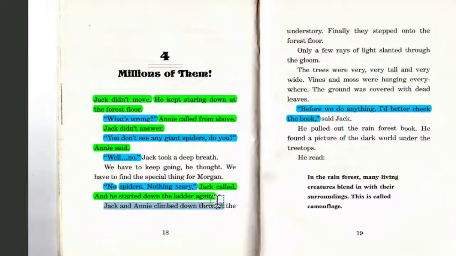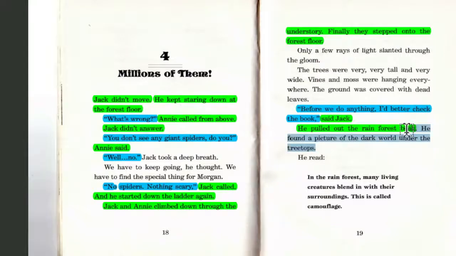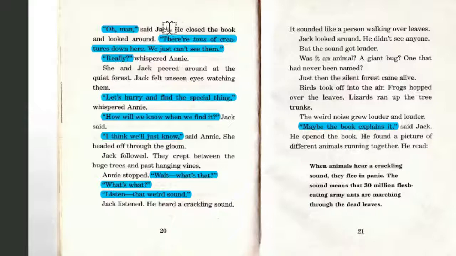And again, I can move through this a little more quickly because I've already done this quite a few times. Okay, over here, only a few rays of light slanted through the gloom. That's describing the setting, as is this paragraph. The trees were very, very tall and wide. All these sentences in this paragraph, that is setting. So we move on. Said Jack, pulled out the rainforest book. He found a picture. He read. Again, we're going to leave the excerpt from the book that he read alone. Move on to the next part. Said Jack.